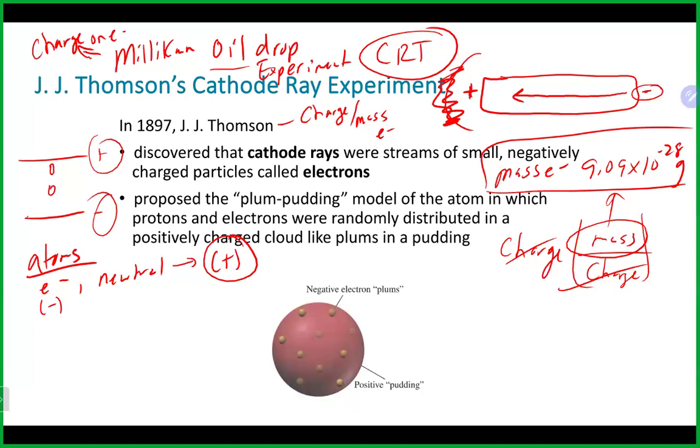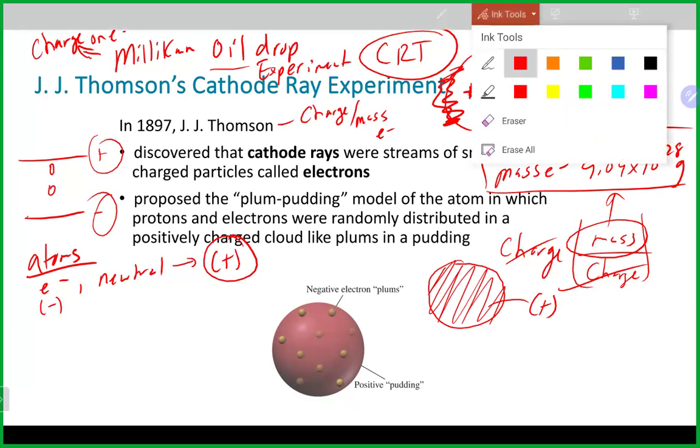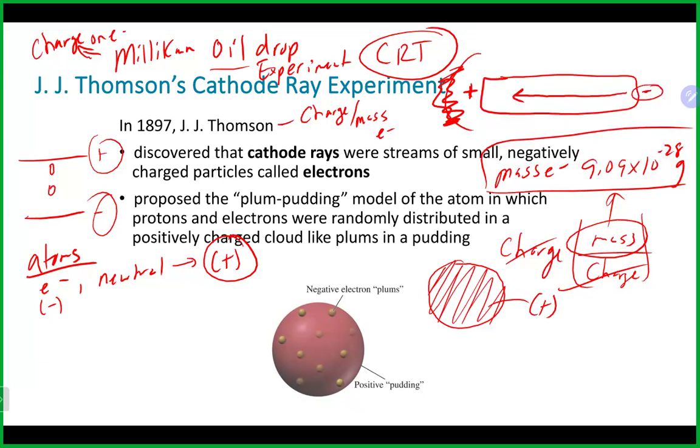And the idea of what they said was, all right, we know it's neutral. It's got to have some positive charge somewhere. So as the picture you see down there shows, what they thought was all the positive charge was pretty much just diffused over the entire sphere. So you have the sphere, a positive charge spread out all over it. And embedded inside this sphere, like the raisins in the pudding, are the electrons. So you got all these electrons that are embedded inside.